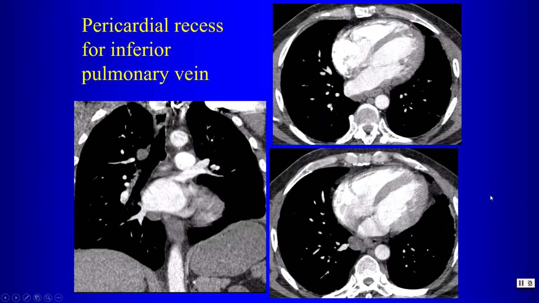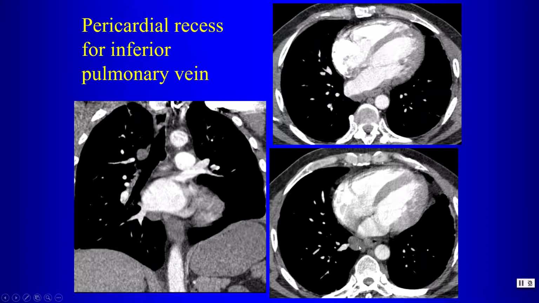Well, it turns out that this represents a pericardial recess, which is commonly found just underneath the right inferior pulmonary vein. So here it is on the coronal view. You can see it very easily. And then here on the axial view, there's part of it.